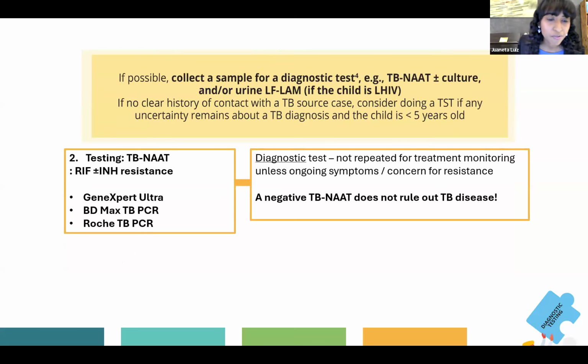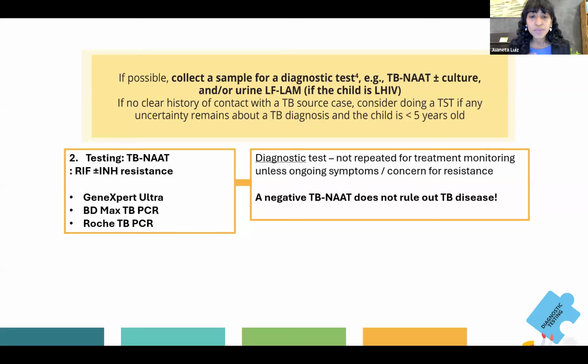Again, I saw a question in the chat about Roche, so I'll just mention this briefly. We're using the term TB NAT, which is nucleic acid amplification testing, which includes GeneXpert Ultra and other PCR testing methods. And you can get RIF resistance. Some of them give INH as well, which is great. The WHO has actually approved the use of GeneXpert Ultra and Roche TB PCR for children. And the NHLS, I think some of you would have noticed, has rolled this out in different parts of the country. There is less data for the other two in children as compared to Xpert Ultra, but as time goes and we continue testing with these methods, more will come out.